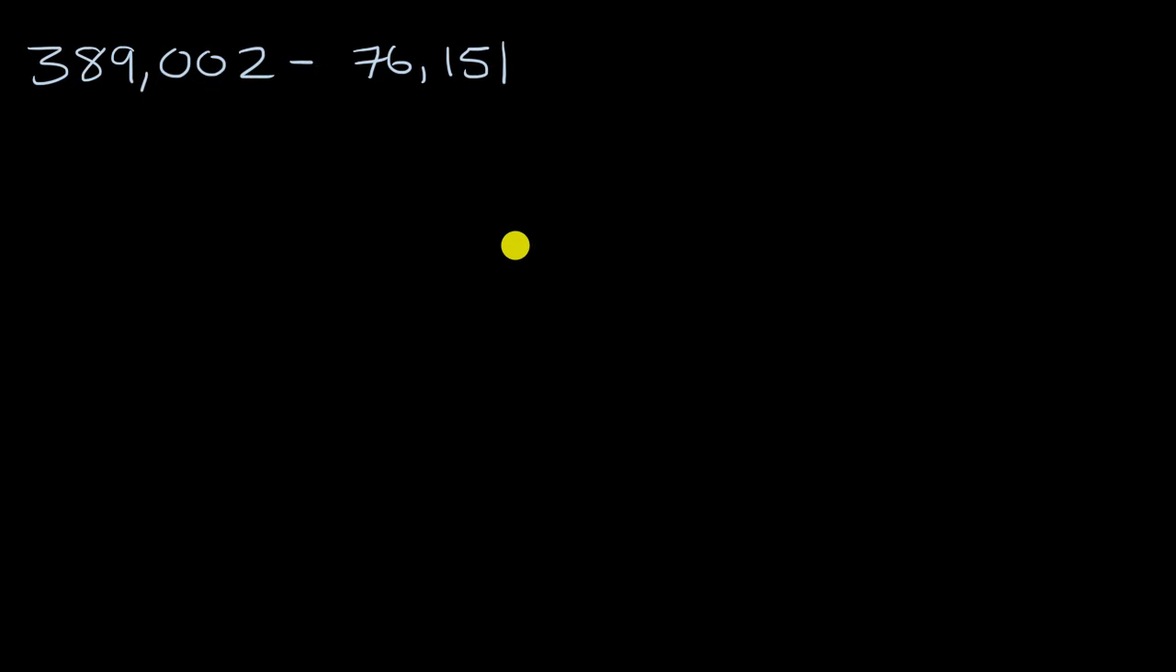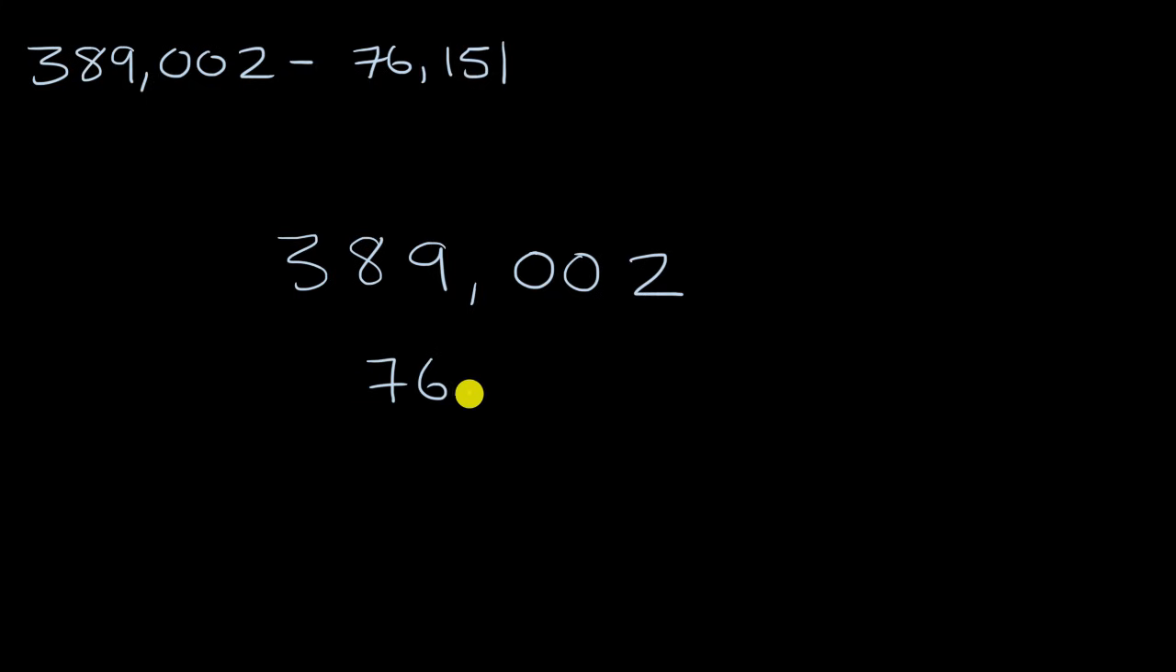And the way I'm going to do it is sometimes called the standard method or the standard algorithm, algorithm being a fancy word for a method. So what I'm going to do is first write the 389,002, and I'm subtracting 76,151. You notice the first thing I did is align the digits to the appropriate place value. I put the ones below the ones, the tens below the tens, the hundreds below the hundreds, the thousands below the thousands, the 10,000s below the 10,000s, and so on. And now we're ready to subtract.